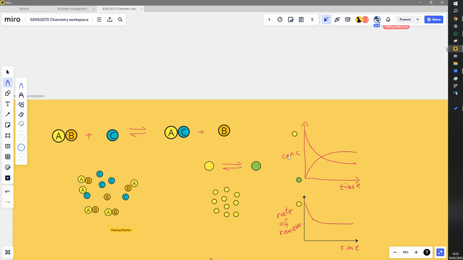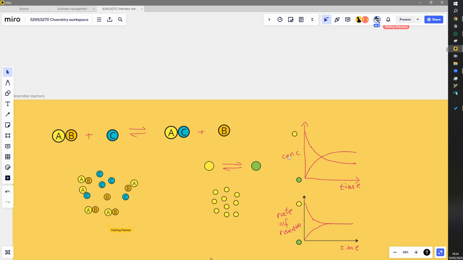They don't necessarily intersect or cross over. It could go like that, but the point is they do level out. They do get flat at the same time. Okay. Now, the rate of reaction will always meet like that because it's only going to be flat once the rate of the forward reaction is equal to the rate of the reverse reaction.